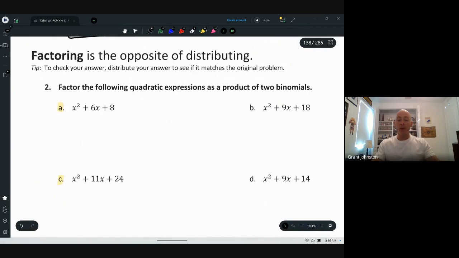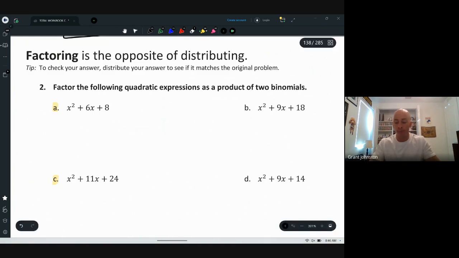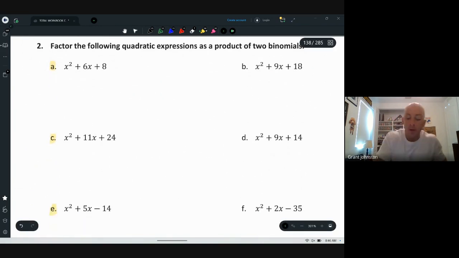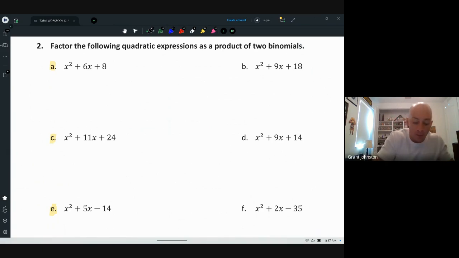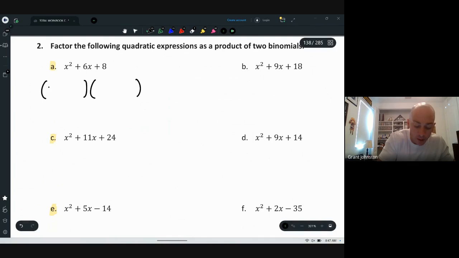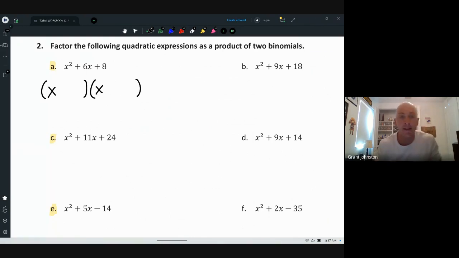It says factoring is the opposite of distributing. Again, it's got that tip there to check your answer: distribute your answer to see if it matches the original problem. Never forget that. So the property that we saw above, I'm going to set up this template here because we're trying to factor it into what we saw. We're going to need an x times an x to give us an x to the second.